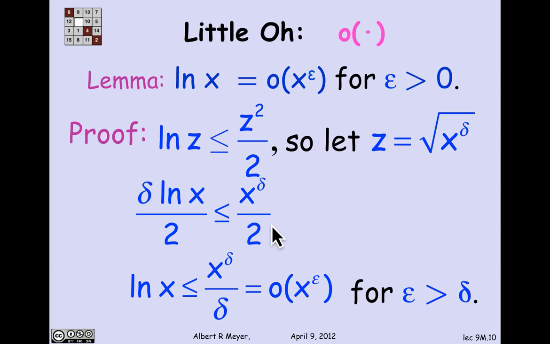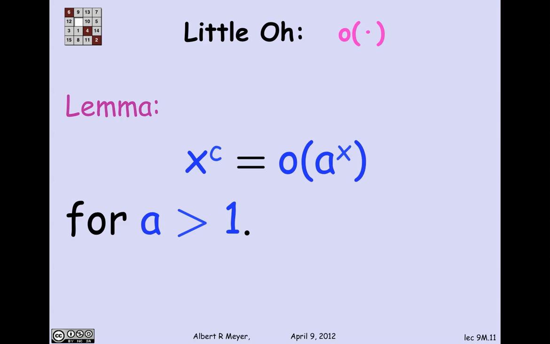But as long as delta is less than epsilon, x to the delta is going to be little o of x to the epsilon, which means that x to the delta times a constant, namely 1 over delta, is also going to be little o of x to the epsilon. And so I've shown that log of x is little o of x to the epsilon, as required.